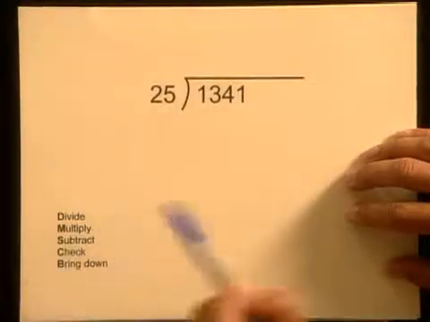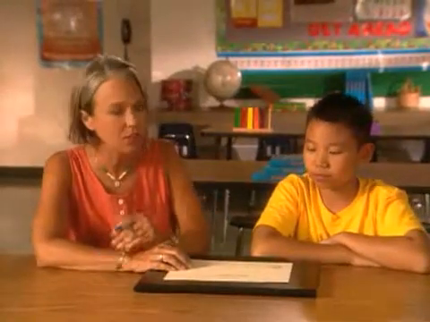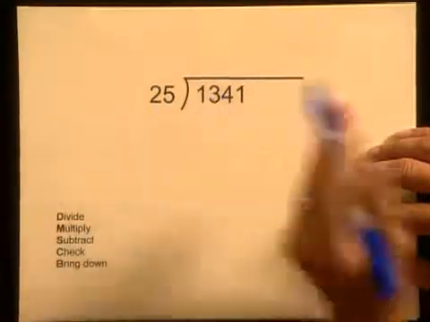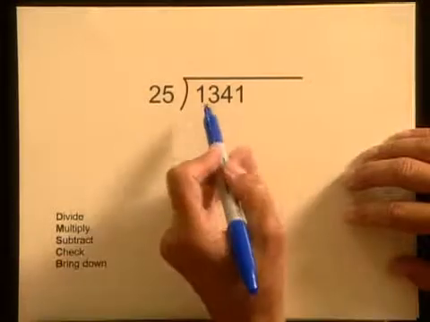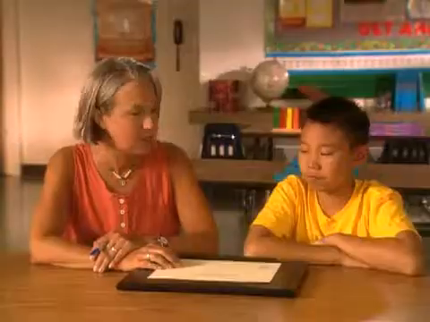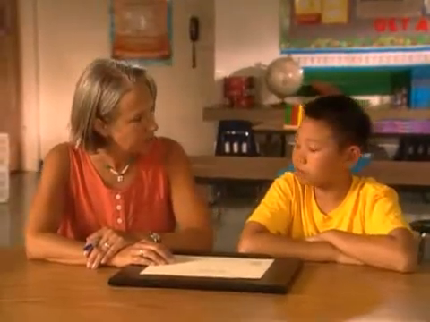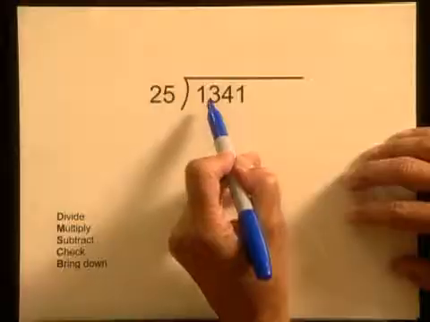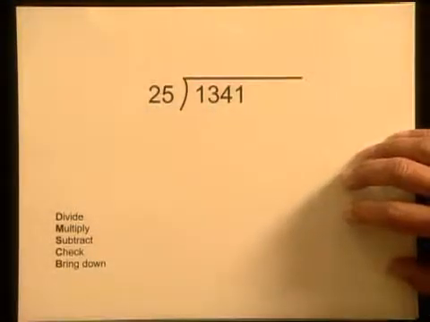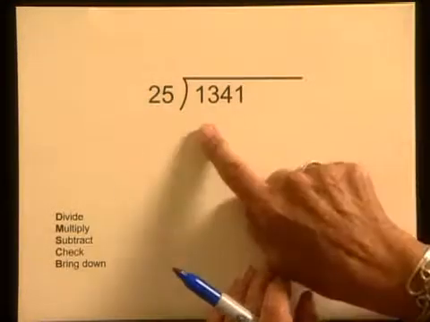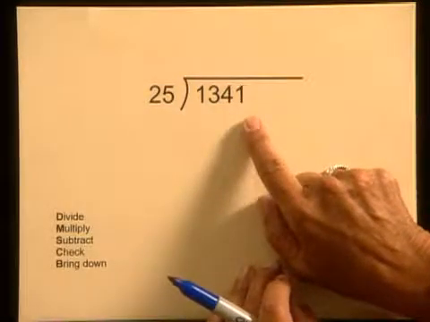The first step is divide. And what we'd like to do is divide the entire two-digit divisor into the first two digits of our dividend, which are 1 and 3, or 13. But we can't do that. Why? Because 13 is smaller than 25, so we're going to have to try and divide 25 into the first three digits of our dividend, 134.